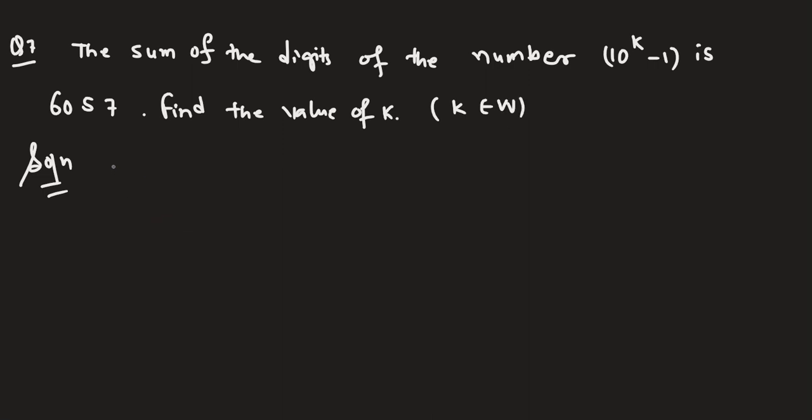Try to understand. If k is equal to 0, then we have 10 to the power 0. Okay, I think the restriction is not correct. It should be natural number. K belongs to natural numbers. If k is equal to 1, then if I call this number alpha, then alpha is equal to 10 power 1 minus 1, that means 9.